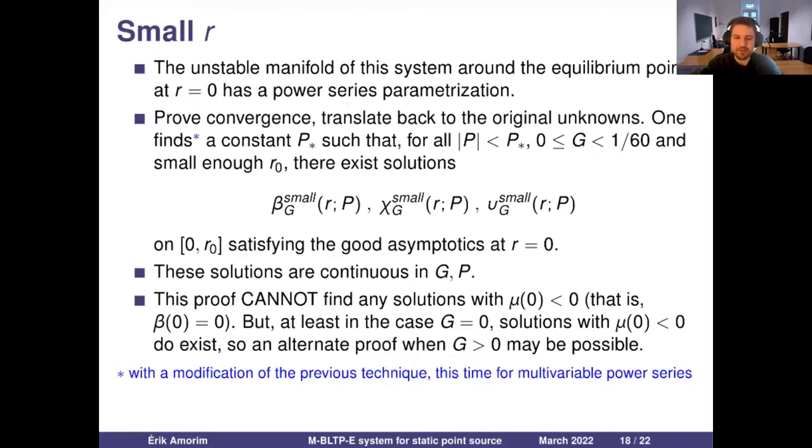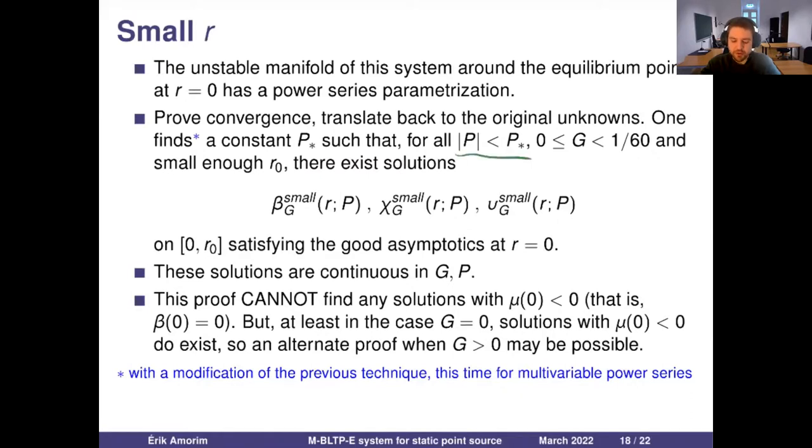So we are back at the same situation now. We have a power series whose coefficients are recursively defined as polynomial expressions of the previous coefficients, but with a fixed degree on this polynomial. So you prove convergence of this power series and some estimate. So what you find, here's the footnote, that's a modification of the previous technique, this time for a multivariable power series. And what you find is a constant B star, such that for all b, so there will be only one parameter b here.